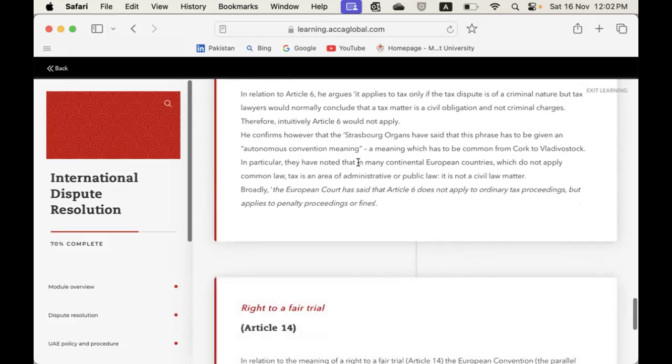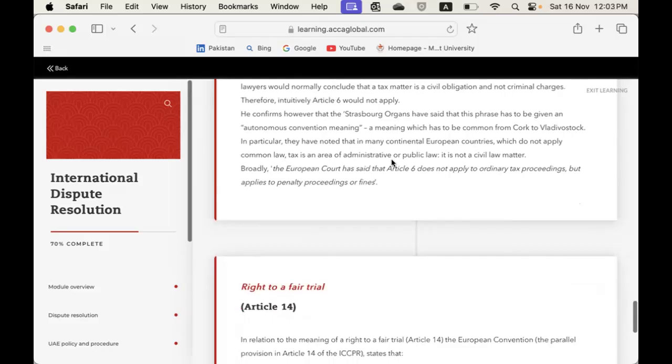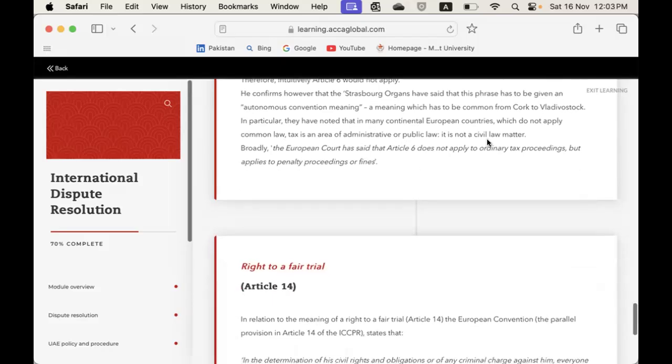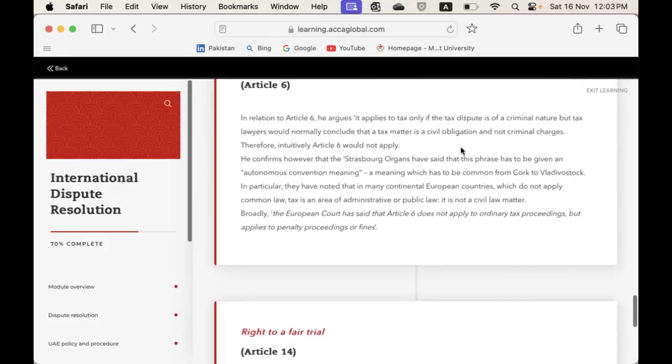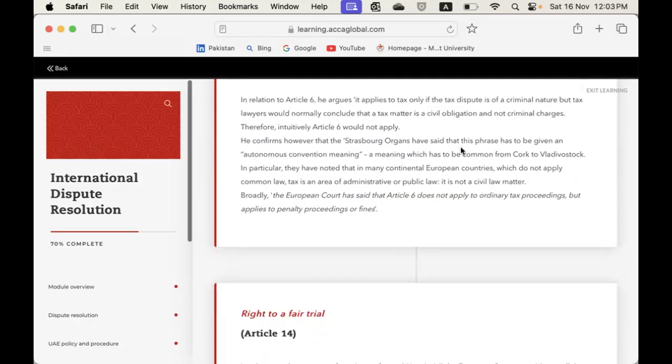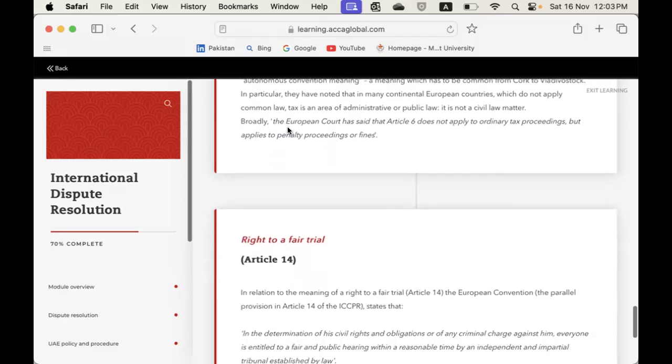In particular, they have noted that in many continental European countries which do not apply common law, tax is an area of administrative or public law. It is not a civil law matter. So the crux of it is that tax-related conflicts or unfair treatments should be allowed to be processed as criminal offenses as well. It's not only a civil liability. Broadly, the European Court has said that Article 6 does not apply to ordinary tax proceedings, but applies to penalty proceedings or fines. So it's an important observation for us to remember.